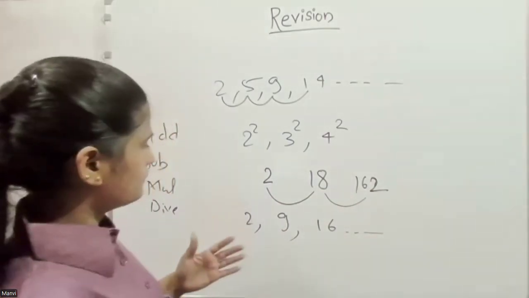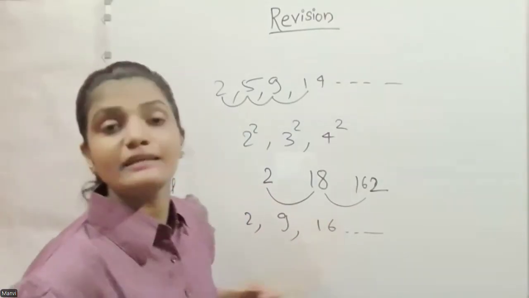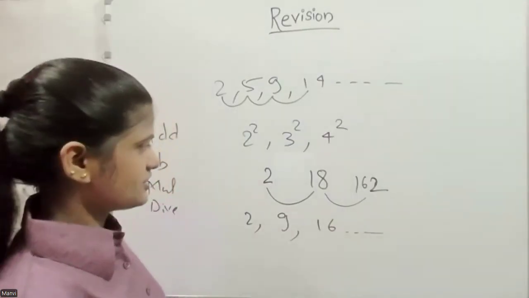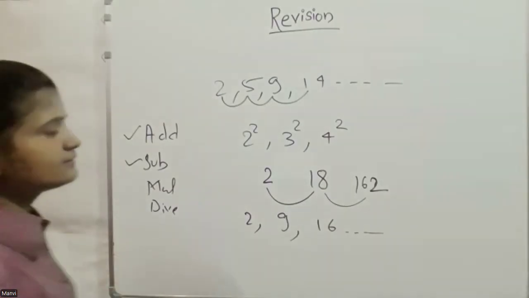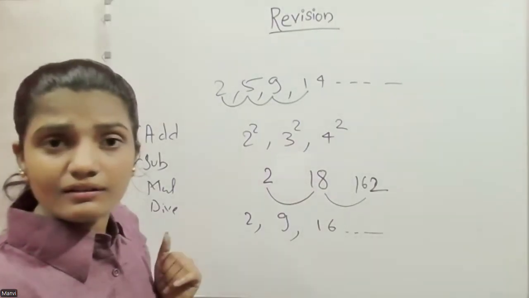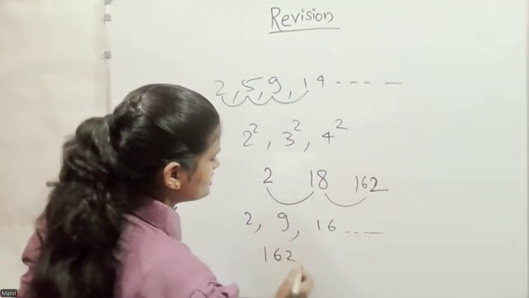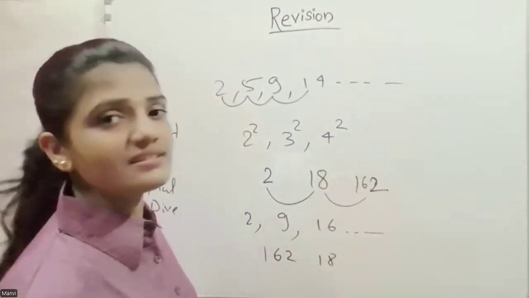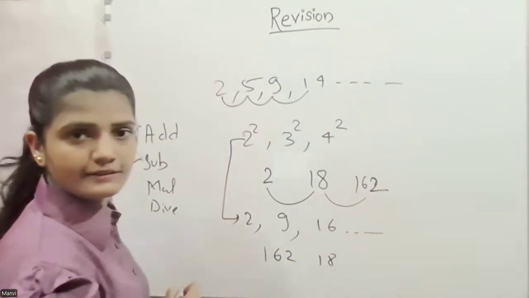So what I'm explaining is, if it's increasing rapidly, that means it's multiplication. Now, what about division? If it decreases rapidly, for example, first we have 162, then 18, then 2, something like this. That means it is division. And you also know about square numbers, right?